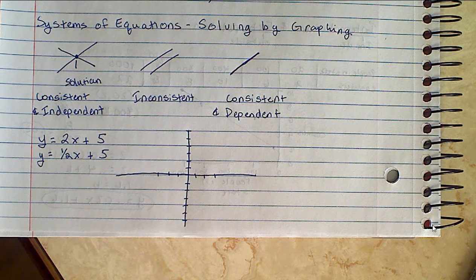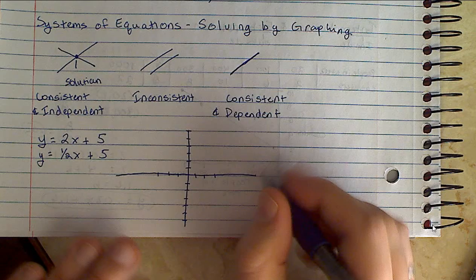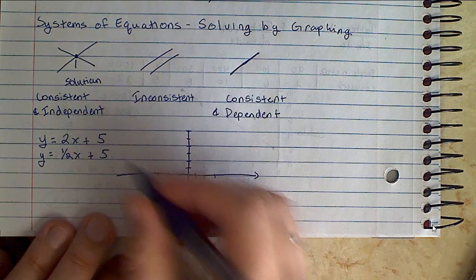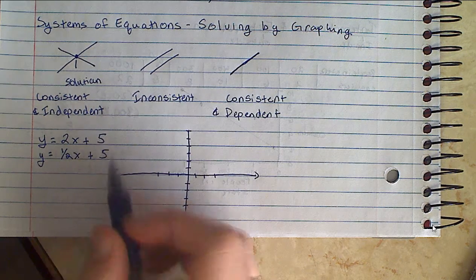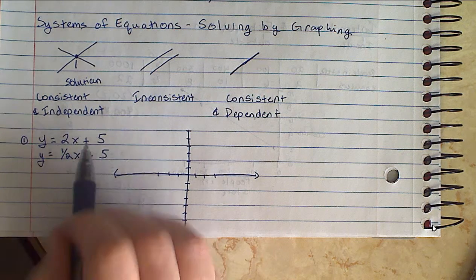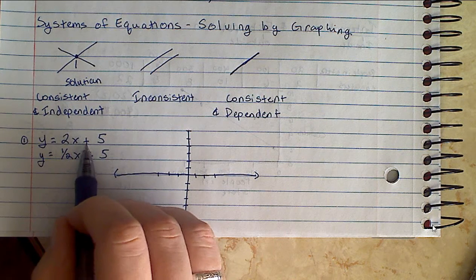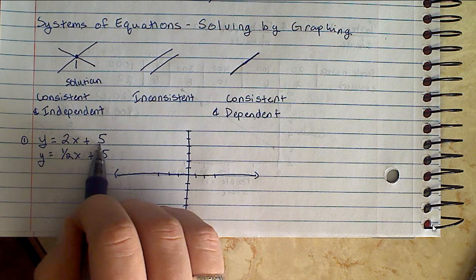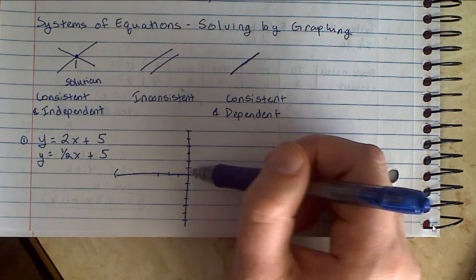My little x-y axis here. Now the steps for graphing here. The first thing you're going to do, so I'm going to deal with the first one here, is find what your y-intercept is. In this case, it's b. I'm going to count to where my y-intercept is.